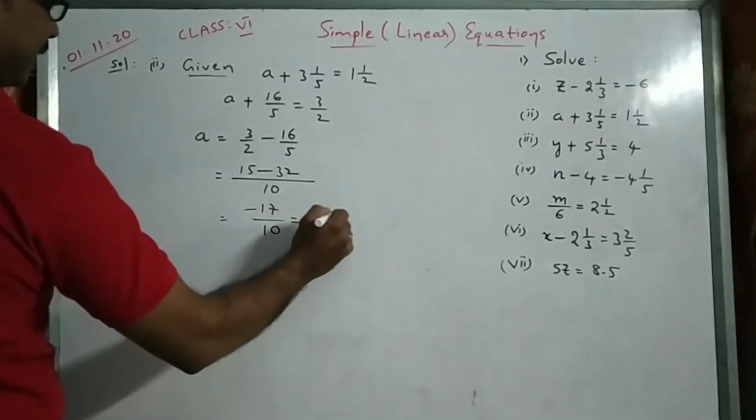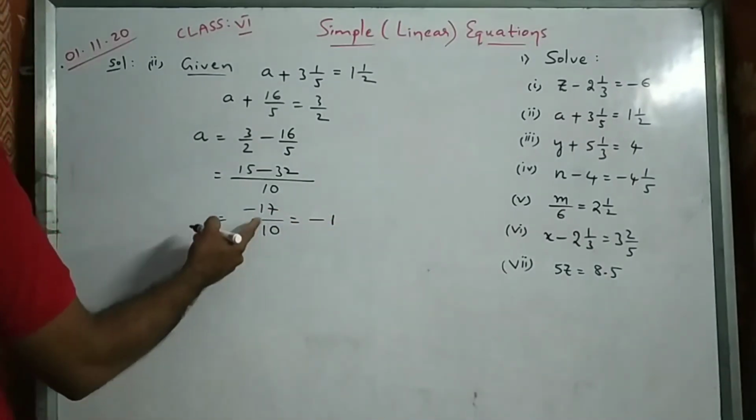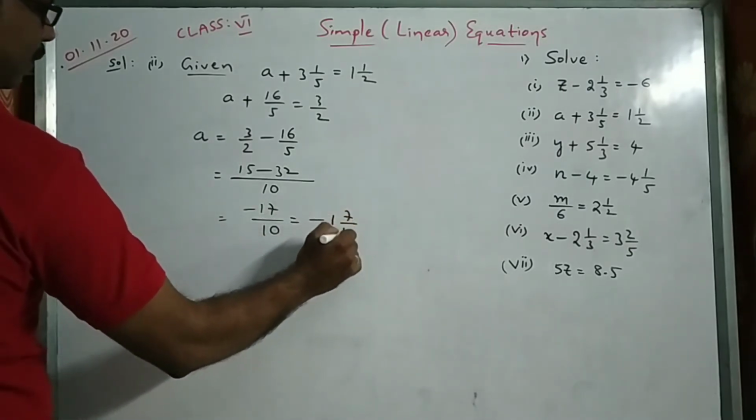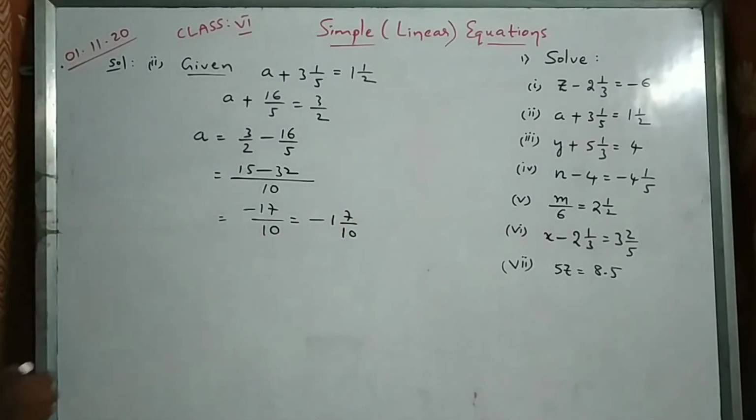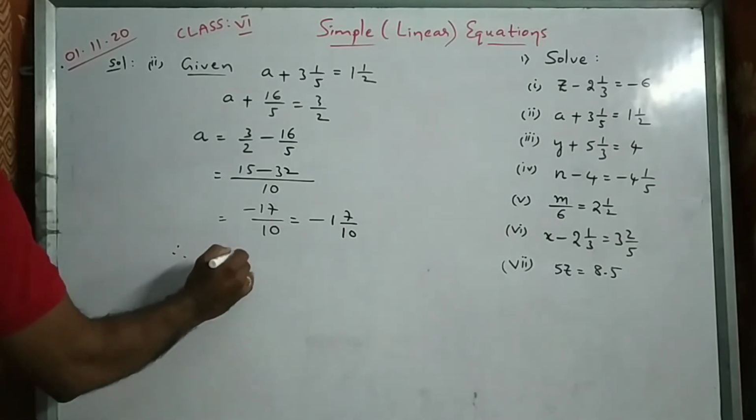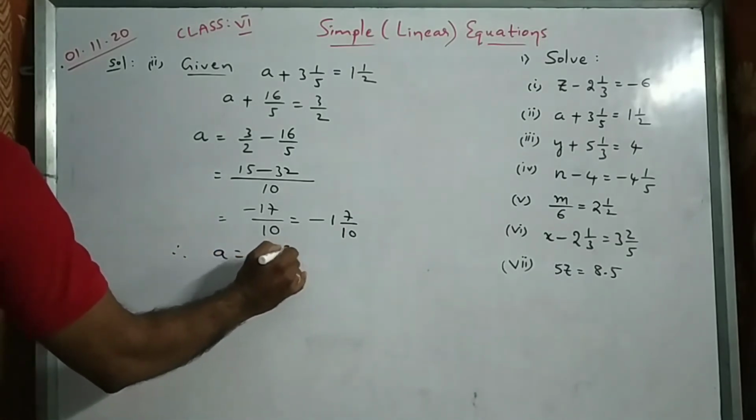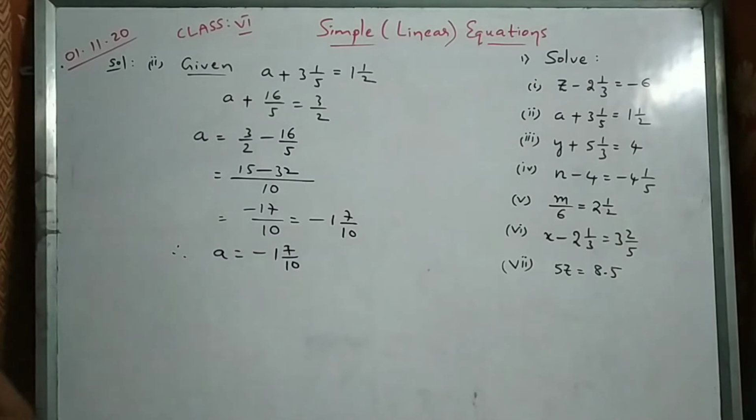So 17 upon 10, or we can write 10 1s are 10, what is remaining? 7. 7 upon 10. You can write like that also. 1 7 by 10. That is the answer.